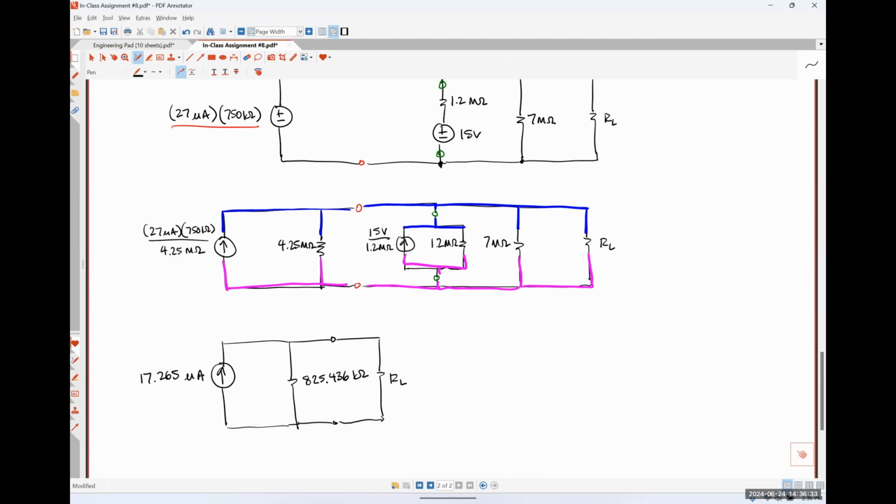So now that we have this practical source representation, let's press pause on this particular problem. I just wanted to show you guys how to apply the technique of source transformation. And let's take a look at the maximum power transfer theorem.